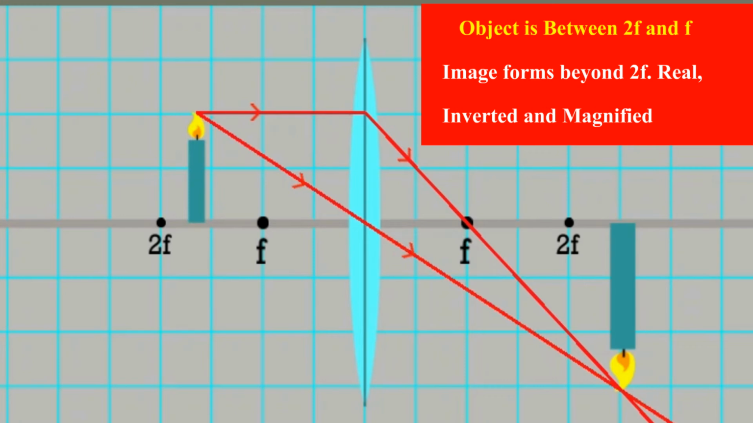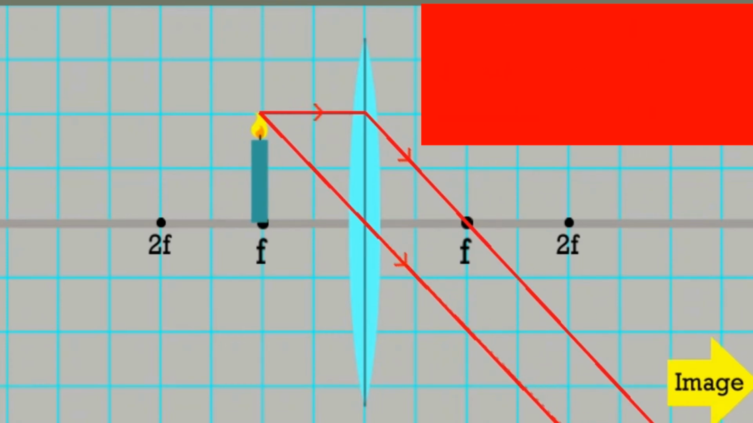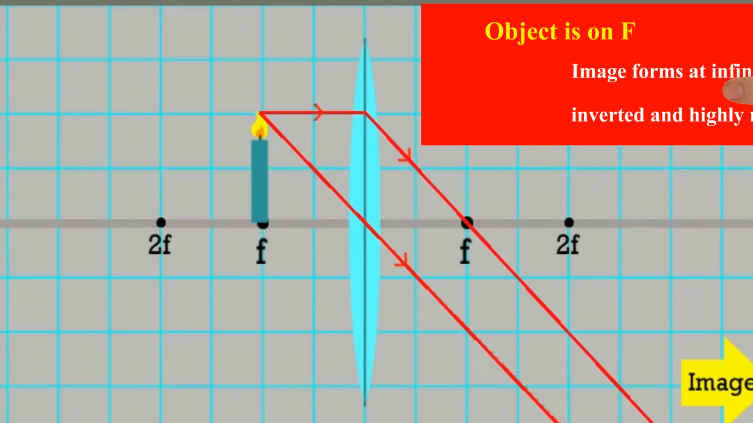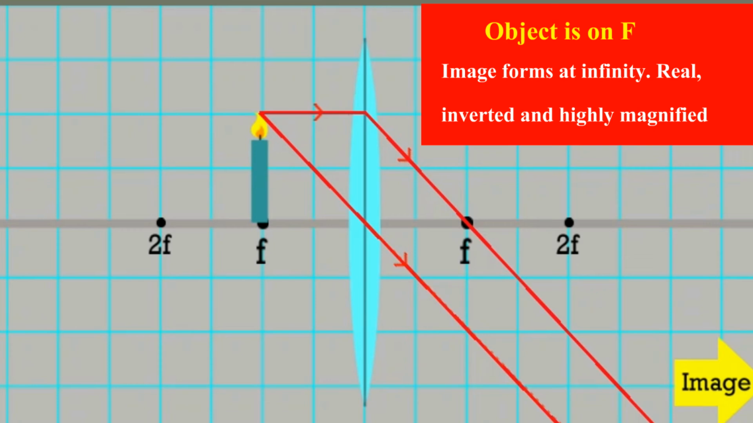Now, move the object towards the lens and place it on the focus. Okay, then see where the image is. The image forms at infinite distance. Where is the image, sir? The image forms at infinite distance. Okay, now what could be its nature? The nature will again be a real, inverted and highly magnified image.